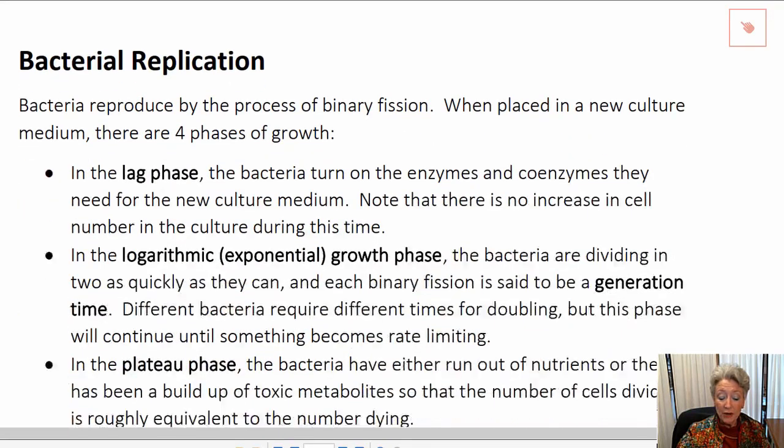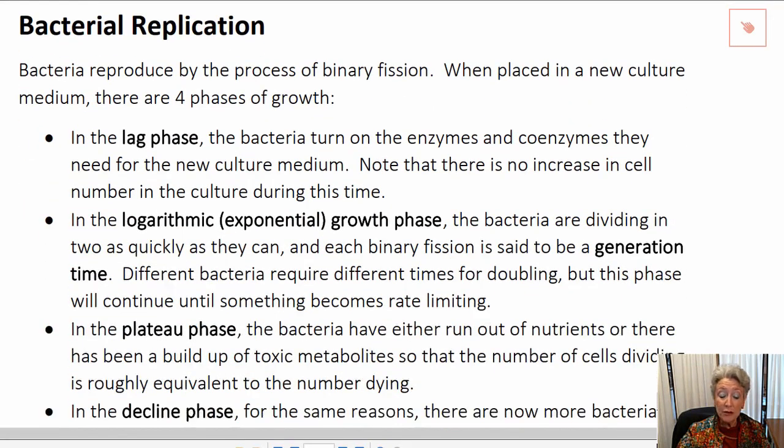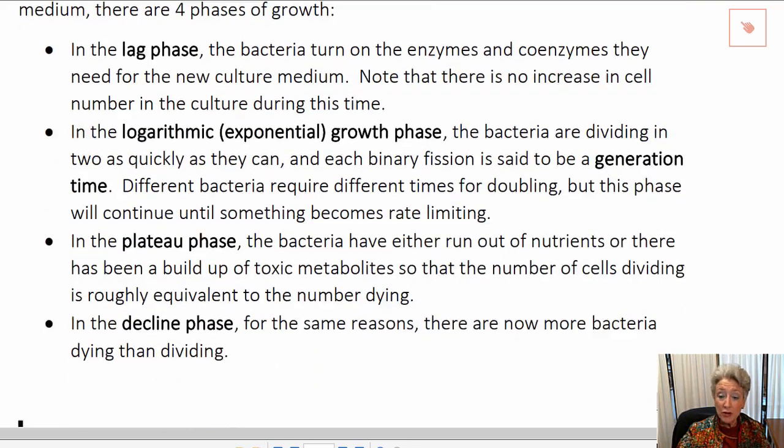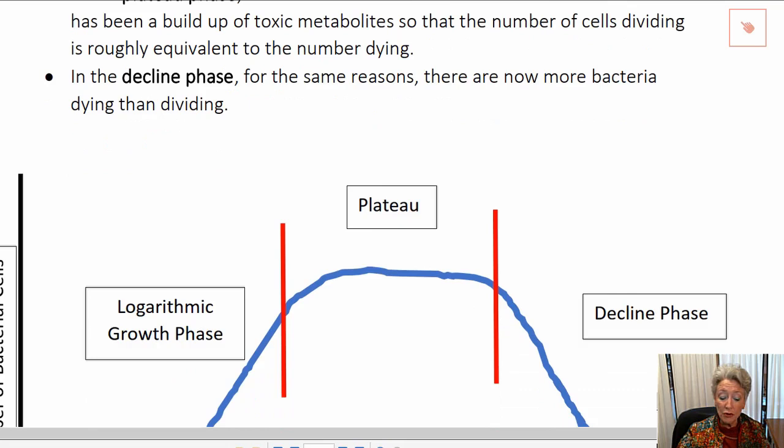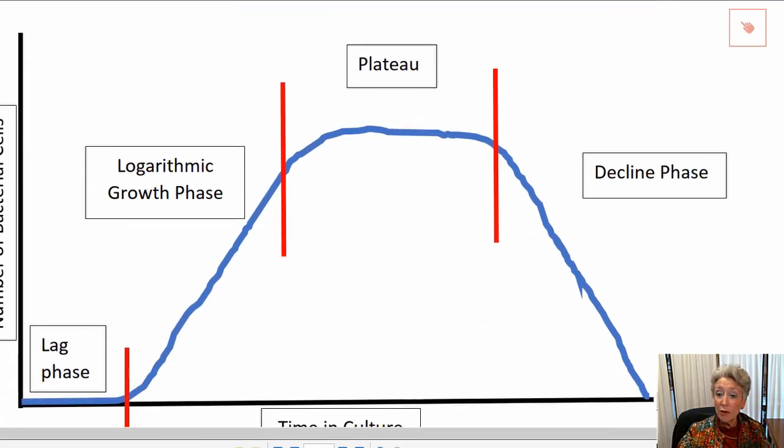Now, beyond that, realize that bacteria replicate by binary fission, which is an asexual process. And when I drop bacteria into a culture, I can see 4 phases of growth. Remember, this has no analogy to the eukaryotic cell cycle. It's simply if I drop bacteria in at time 0 and leave that culture until time immemorial, this is what the cells would basically do.